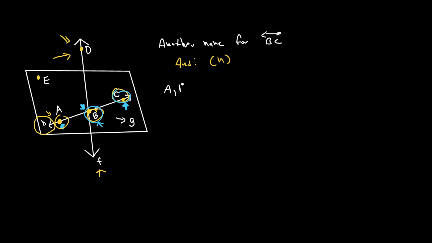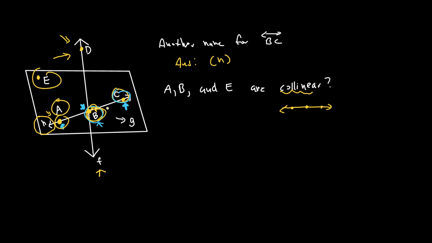A, B, and E are collinear. This question is simple, but you have to be careful. A is over here, B is over here, and E is over here. Is it collinear? Remember, what is the meaning of collinear? Collinear means points that lie on the same line. A and B are on the same line, but E is not on the same line as all these points together. Are they collinear? No. So our simple answer would be a no.